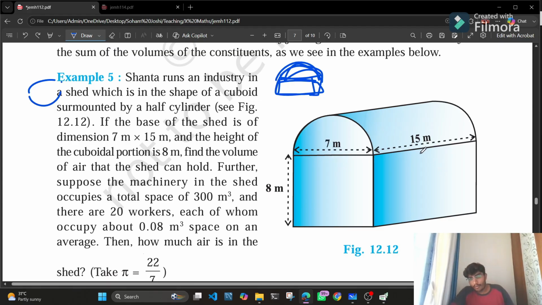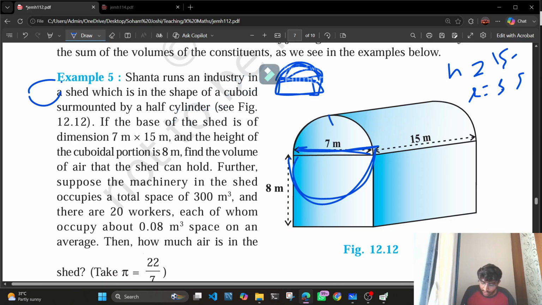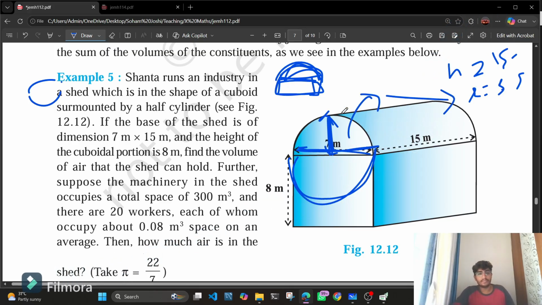Okay, cool. So from the figure, we can also refer to the height of the semi-cylinder, the half cylinder, as 15 meter. And the radius of the cylinder is 3.5 meters, because if I cover this part also, this is the diameter of the cylinder. So if we divide it by 2, I'll get this much part, and that is the radius of the cylinder, that is 3.5 meters.